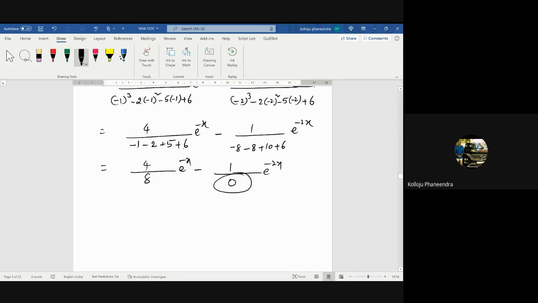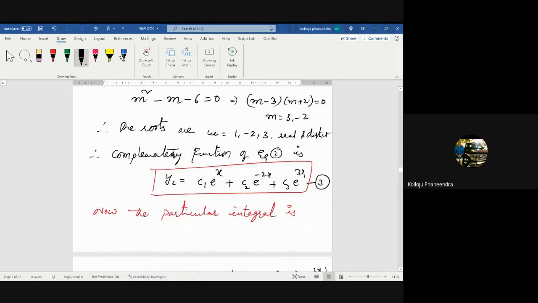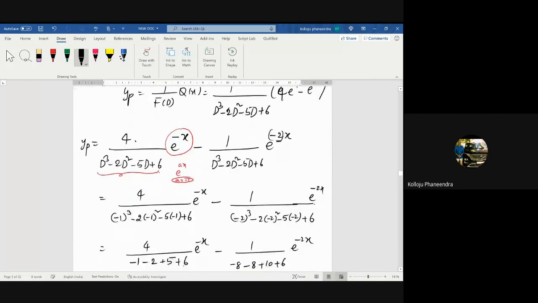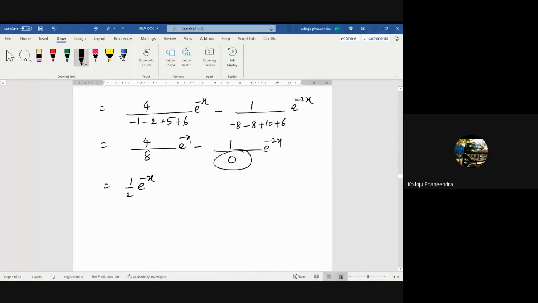So the first term is 1 by 2 e power minus x. How do you observe when you will get 0? What is the value here? Minus 2. Yes, minus 2 is the root of the auxiliary equation. Then definitely when I replace D by a, you will get 0 in the denominator. Then what is the formula? x by f dash D into e power minus 2x.